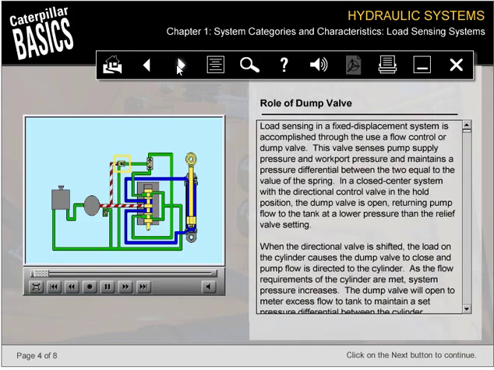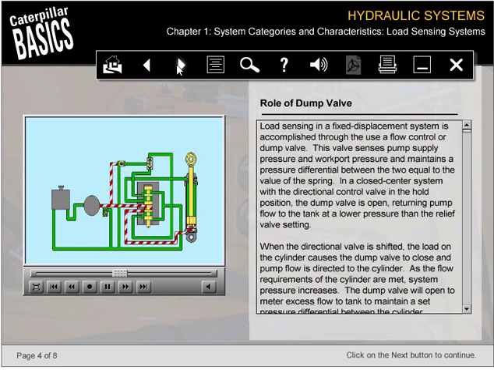Load sensing in a fixed displacement system is accomplished through the use of a flow control or dump valve. This valve senses pump supply pressure and work port pressure and maintains a pressure differential between the two equal to the value of the spring. In a closed center system with the directional control valve in the hold position, the dump valve is open, returning pump flow to the tank at a lower pressure than the relief valve setting.